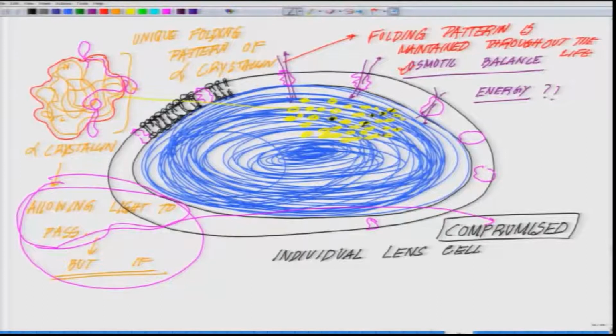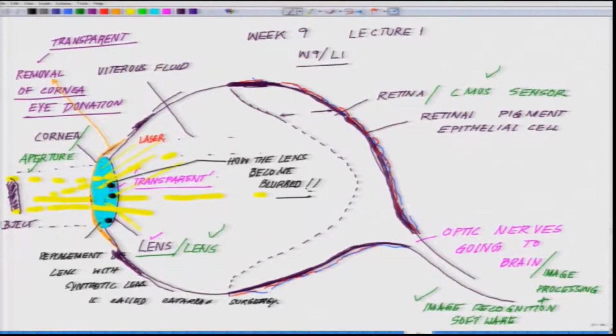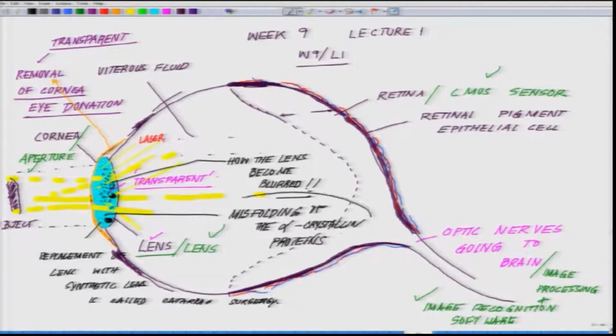This is the beginning of, if you remember one of the pictures I showed you, these black spots which you see emerging on the lens are partly because of the misfolding of the alpha crystalline proteins. And that is where there are two possibilities for how you can get around it.